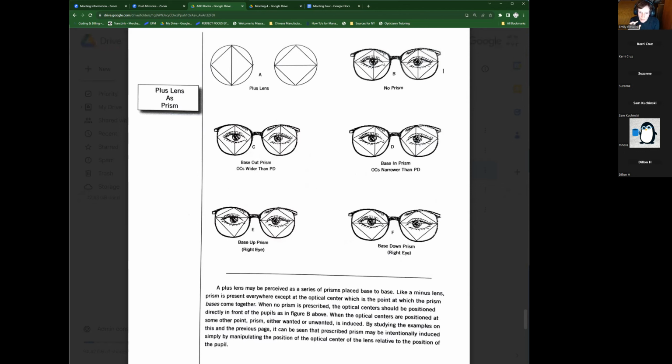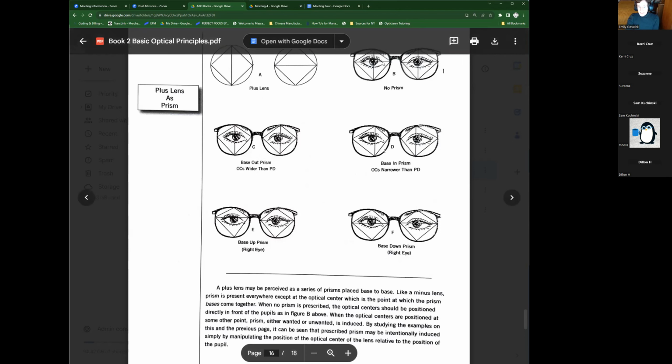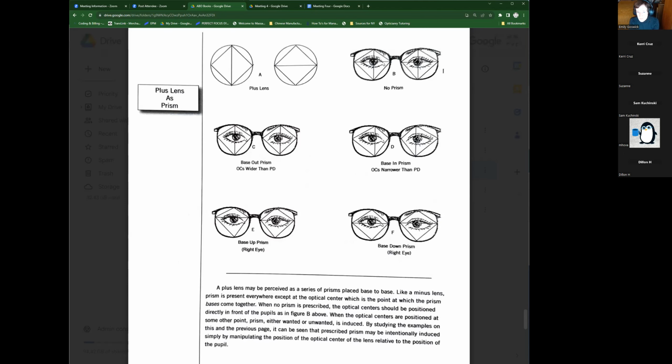But in fact, it's not about where in the lens the prism is, it's about what direction the base is going, right? So in my head I'm like, oh, that's backwards, but it's base out because you're looking at the direction of the base. In D, it's base in prism, because again, even though the prism is on the outside, you're looking at the direction the base is going.